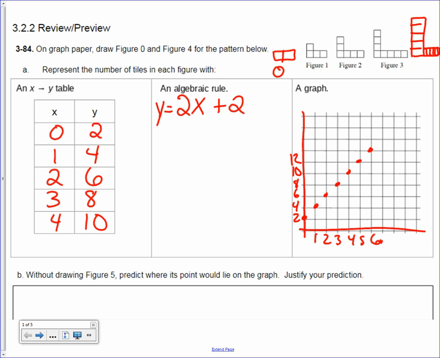So then it says B, without drawing figure 5, predict where its point would lie in the graph. So the point would lie at 5, 12. And I could say I'm adding 2 to each figure.